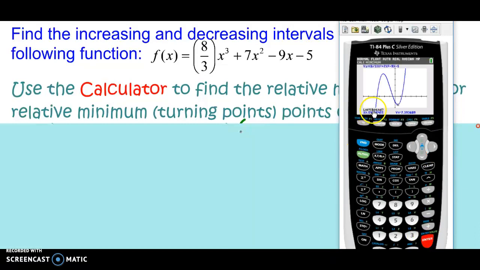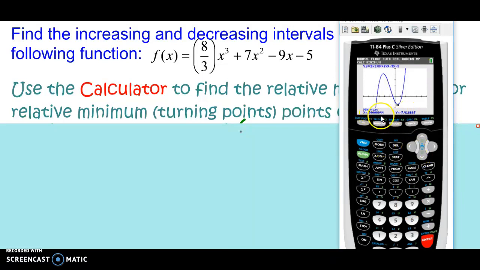Now look what it's asking for. It says left bound. So in other words, it wants us to click on a point that's just left of that minimum. Now it's asking for a right bound, so something that's just right of that. So about here is fine. Doesn't have to be perfect. And now it's asking for a guess. So now it's saying between your left and your right bound, where do you think is that minimum? So there's my guess, enter.